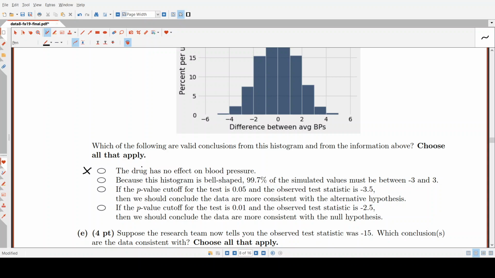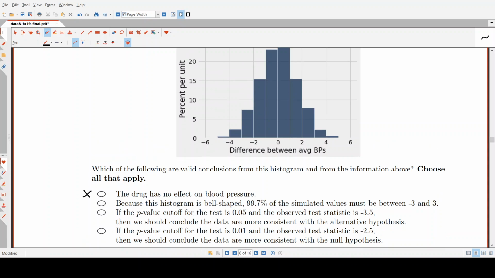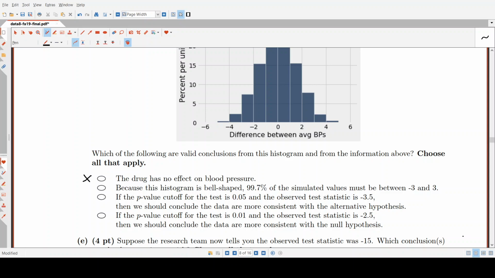Okay, the second one is because this histogram is bell-shaped, 99.7% of the simulated values must be between -3 and 3. So this is not true either. This would only be true if the standard deviation was 1, because by the normal distribution, we know that 99.7% of simulated values should be between -3 and 3 SDs away, but we don't know what the SD is here, so we do not know this.